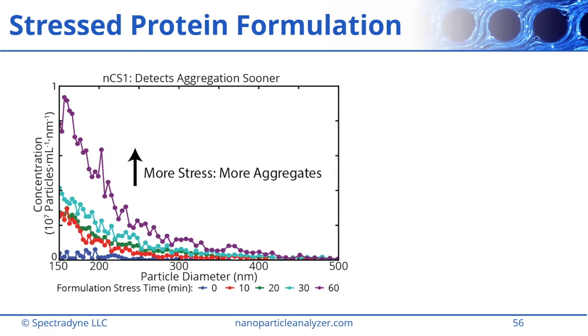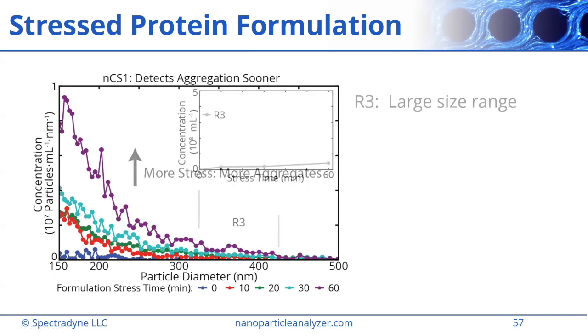More stress leads to more particles, right? More aggregates in the sample, and this is expected. But note the short times here, right? This is a maximum 1 hour stress time, and already there's a very big signal here. We can do better than that, though. So let's look at what happens to the concentration over different size ranges here, and this will help make a more general point that I'm trying to make.